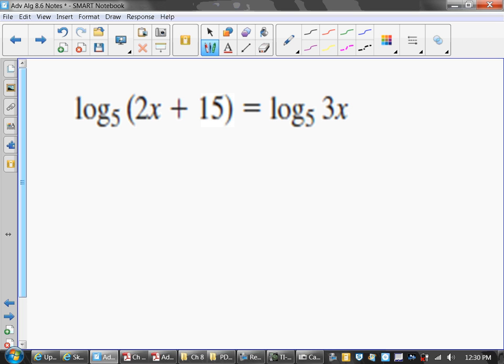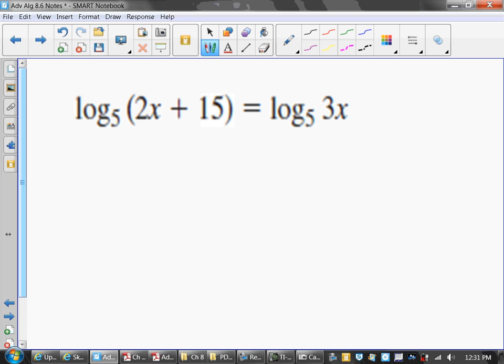Log base 5 of 2x plus 15 equals log base 5 of 3x. What's that? I hope so. It's still early. Just wait for the other shoe to drop here, aren't you?